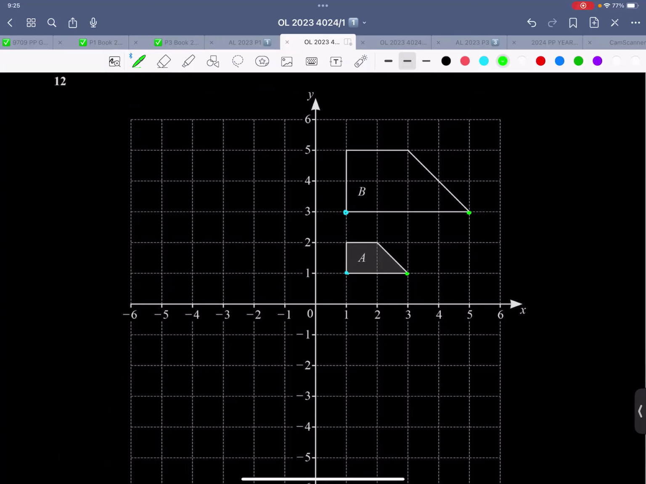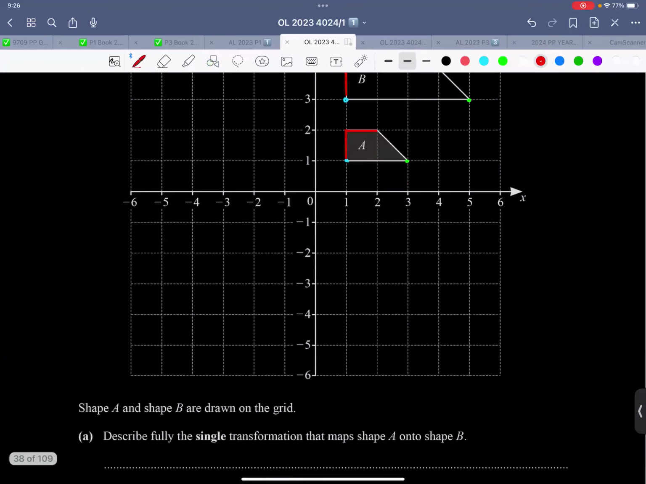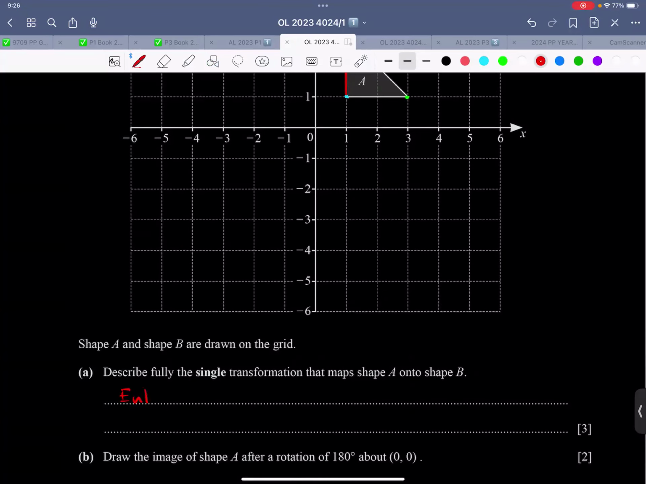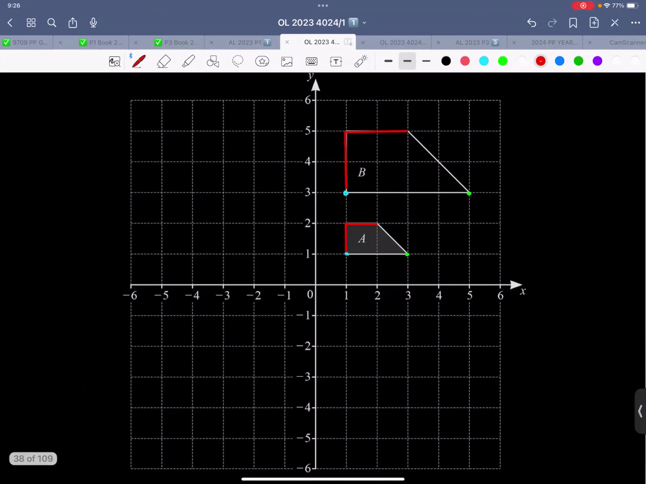And also look at something else. The height is 2. This height is 1. This length is 2 units. This length is 1 unit. So now we can observe that A onto B, first of all, it's an enlargement. That is no doubt about that. The scale factor is 2. But the question is, what is the center of enlargement? It's not the origin, because if it were the origin, the coordinates would have simply doubled.